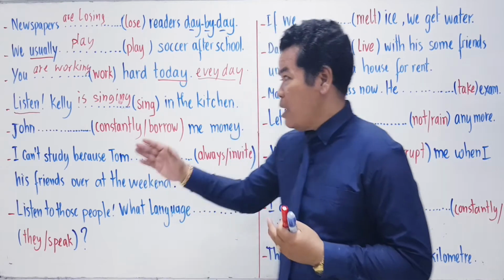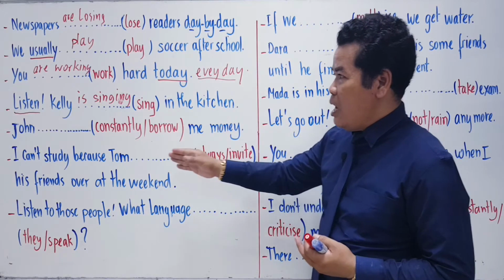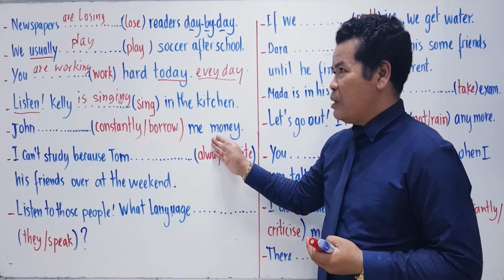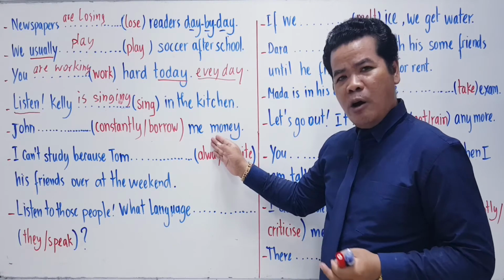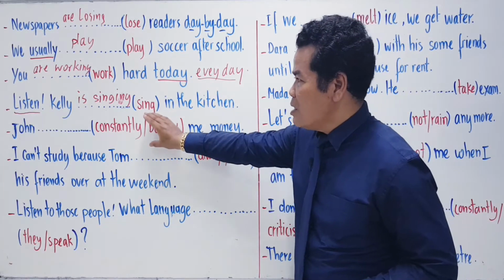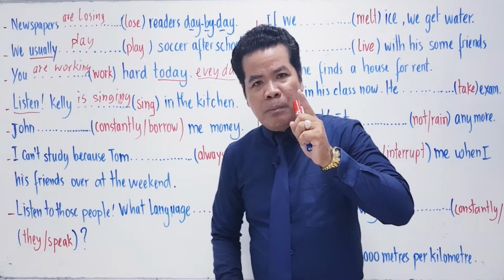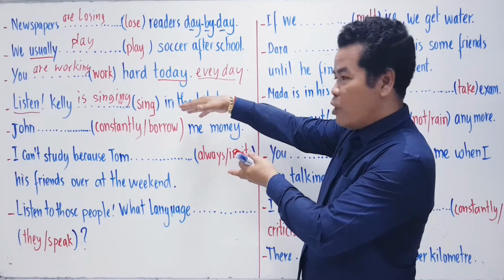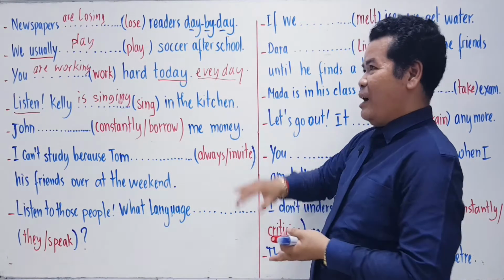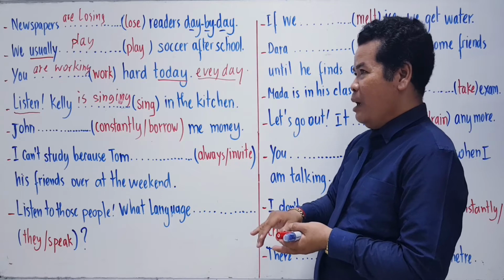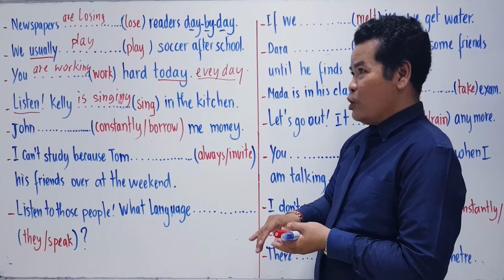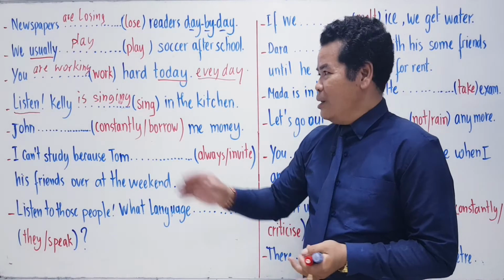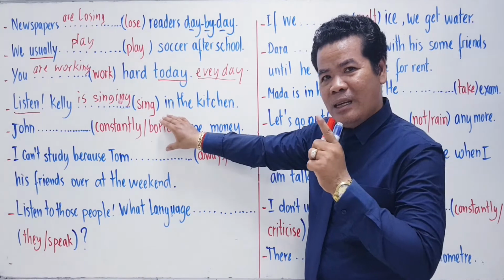Okay? But we don't mention it here. We don't need to say, John is constantly borrowing me the money, so I don't like it. I don't want to talk to him anymore. No, we don't need to say like that. We just want to make this sentence into present progressive. That's why the meaning is inside. You don't need to add more, like I don't like him, I don't want to talk to him anymore, I don't want to go out with him. The meaning is enough when we use it in the present progressive.